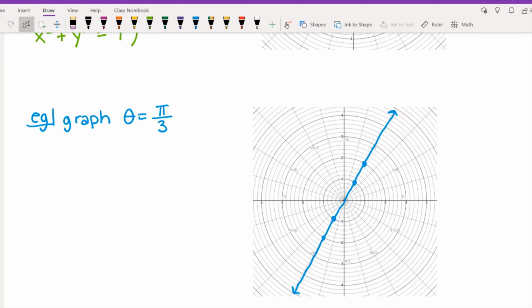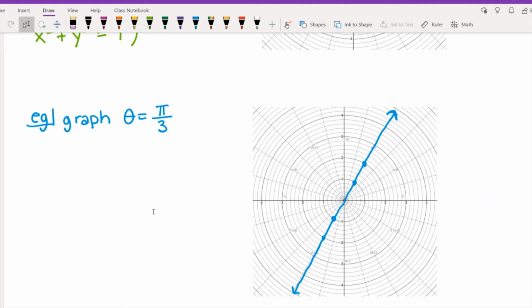So, I'm drawing this line going both ways, but really the angle pi over 3 is pointing in this direction. It's just that because there's nothing said about r being positive or negative, that tells us that if we're to graph all of the points that fit with this equation, they'll include points both in the positive and negative direction. So they'll give us a line.